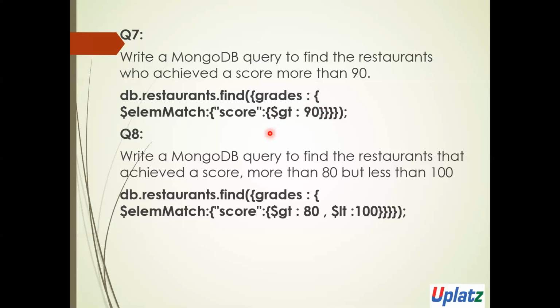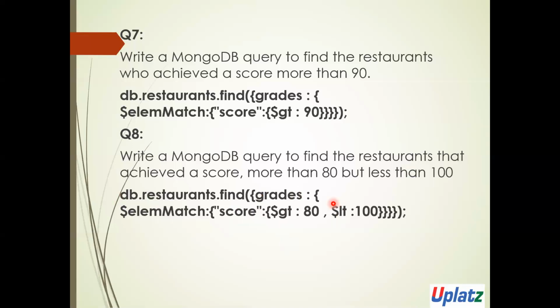So the next question is, write a MongoDB query to find the restaurant that achieved a score more than 80 but less than 100. So they are asking for 81 to 99. So the same thing, it is the embedded document, so I'm going to use element match. My score should be greater than 80, so I'm using the GT operator, and it should be lesser than 100. So comma, I'm using the LT operator.